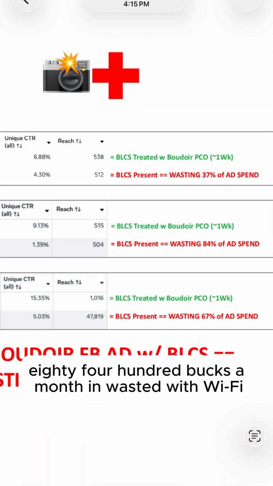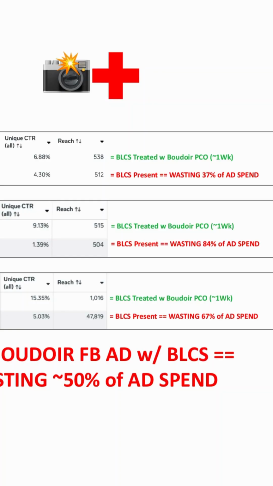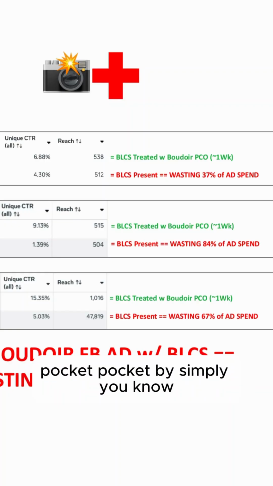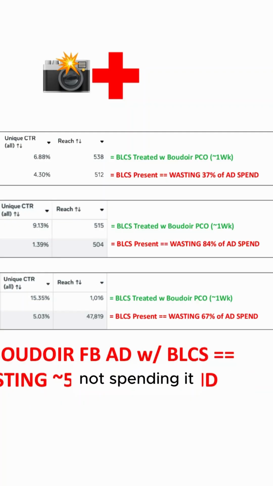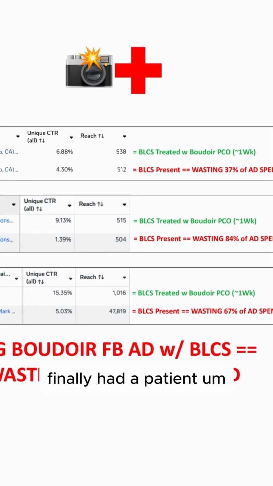So they eliminate $8,400 a month in wasted boudoir Facebook ad spend, and they actually pocket that, literally $8,400 a month, by simply not spending it. So it's like a 100K bonus over the next 12 months. Finally had a patient.